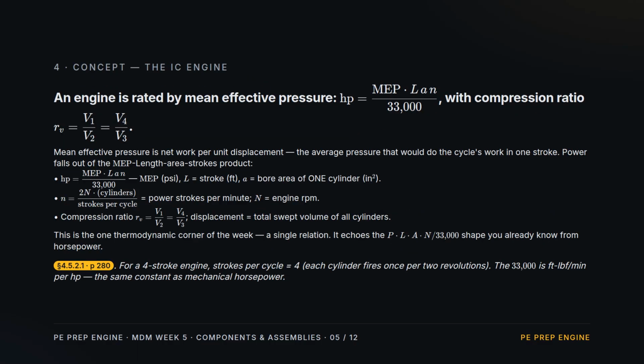Concept 4. The internal combustion engine, kept to one slide. Mean effective pressure is net work per unit displacement, the average pressure that would produce the cycle's work in a single stroke. Horsepower is that pressure times stroke, bore area, and power strokes per minute, over 33,000, the same shape as ordinary horsepower. Power strokes per minute fold in the cylinder count and the strokes per cycle, and the compression ratio is the swept to clearance volume ratio. One relation. That's the whole engine footprint here.